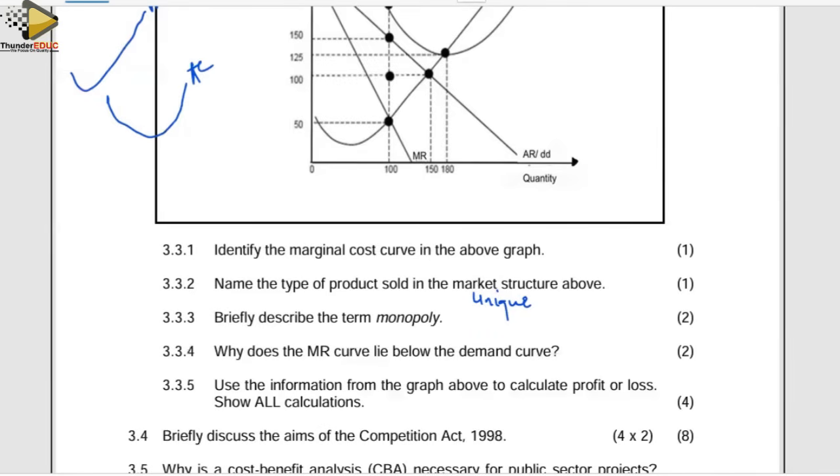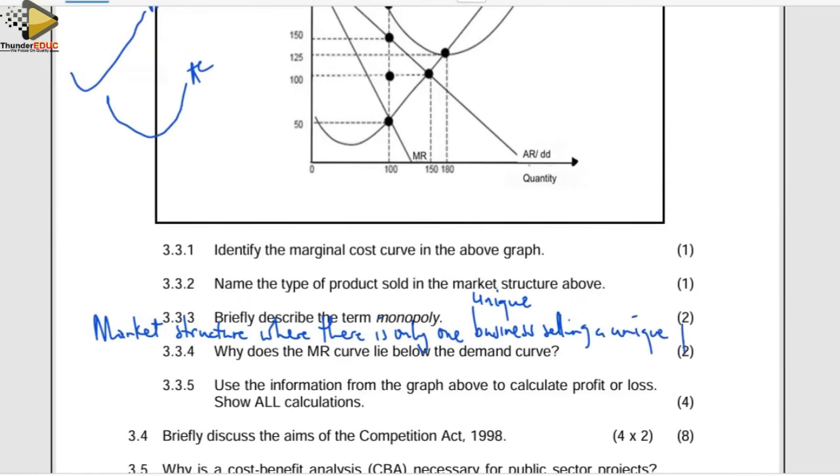Briefly describe the term monopoly. When I define a monopoly, mono means one. So it's a market structure when there is only one business that sells a unique product. That's a monopoly. Why does the marginal revenue curve lie below the demand curve?